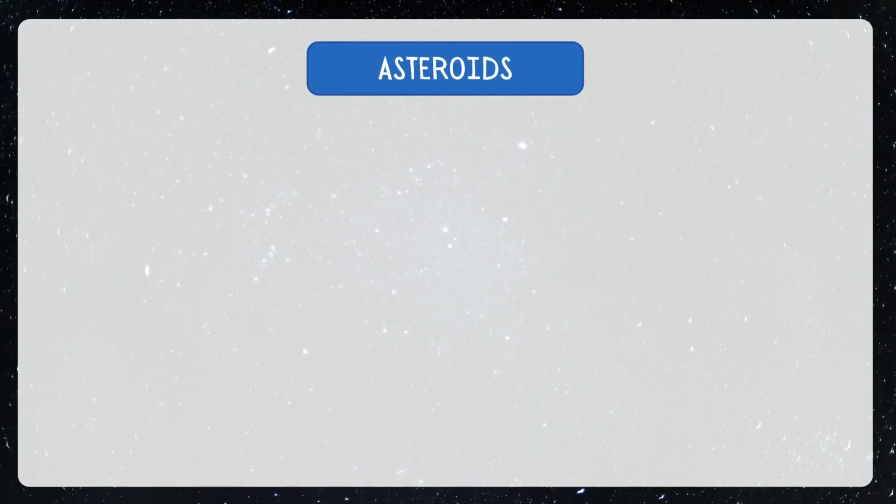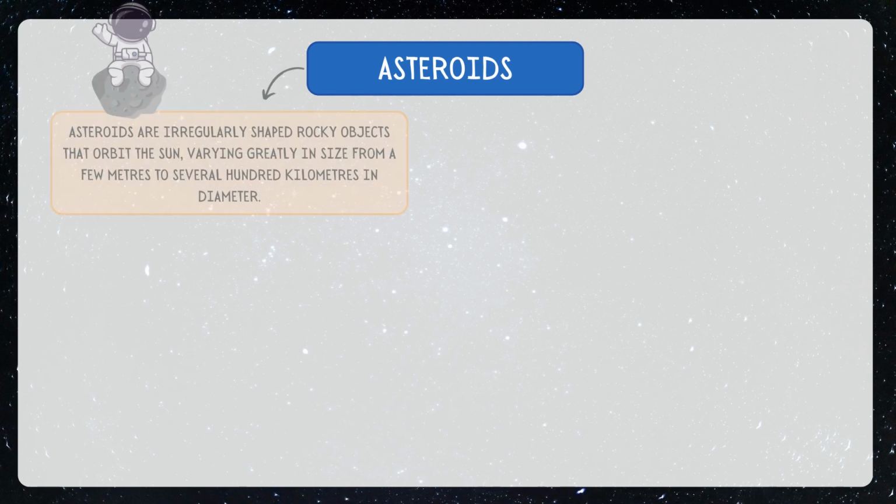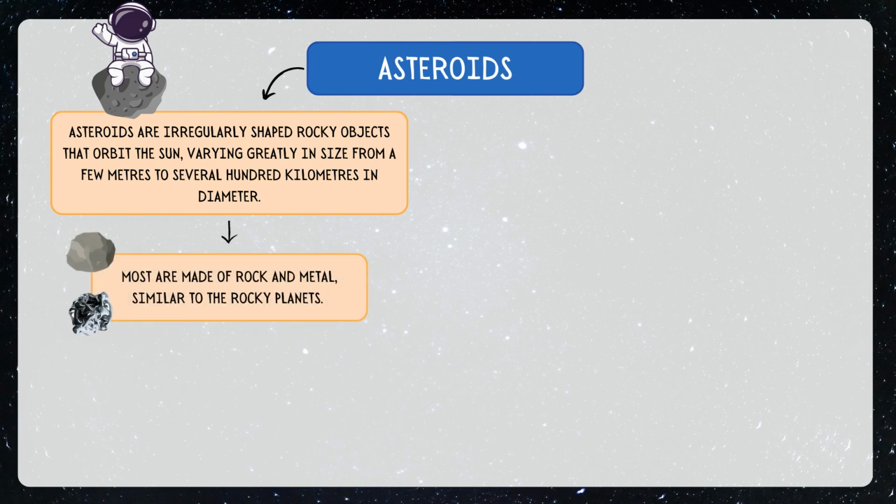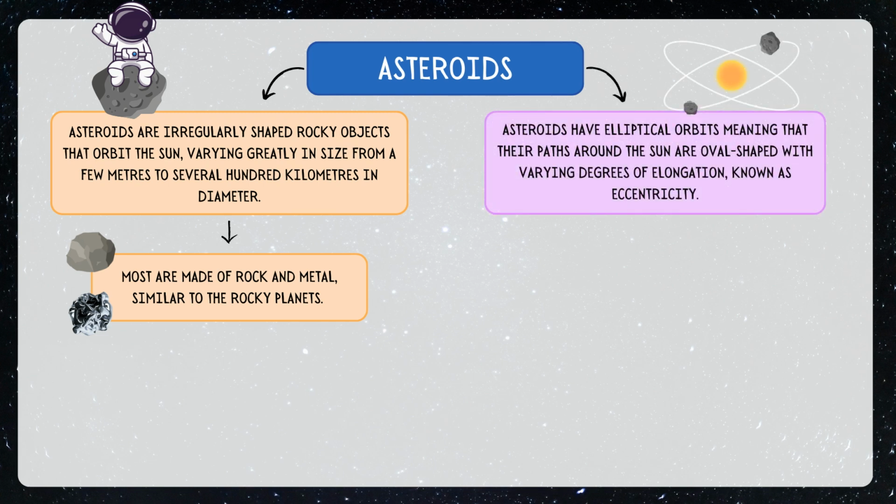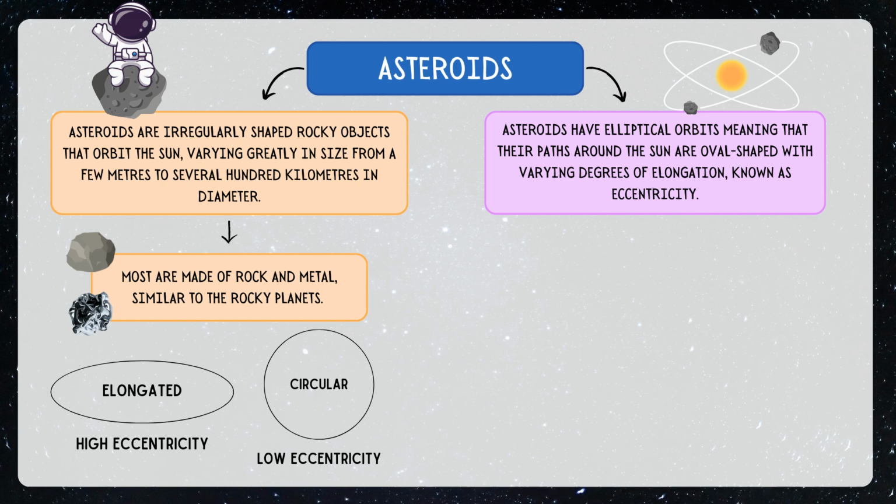In today's lesson, we delved into the fascinating world of asteroids. We learned that asteroids are irregularly shaped rocky objects that orbit the Sun, varying greatly in size from a few meters to several hundred kilometers in diameter. We discussed their composition, noting that most are made of rock and metal, similar to the rocky planets. We also explored the elliptical orbits of asteroids, highlighting that their paths around the Sun are oval-shaped with varying degrees of elongation, known as eccentricity.